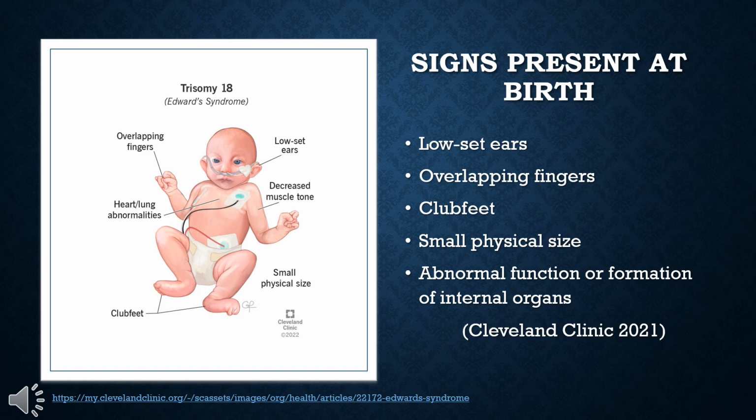There are some physiological changes that are present at birth that include low set ears, overlapping fingers, club feet, small physical size, and abnormal function or formation of internal organs.